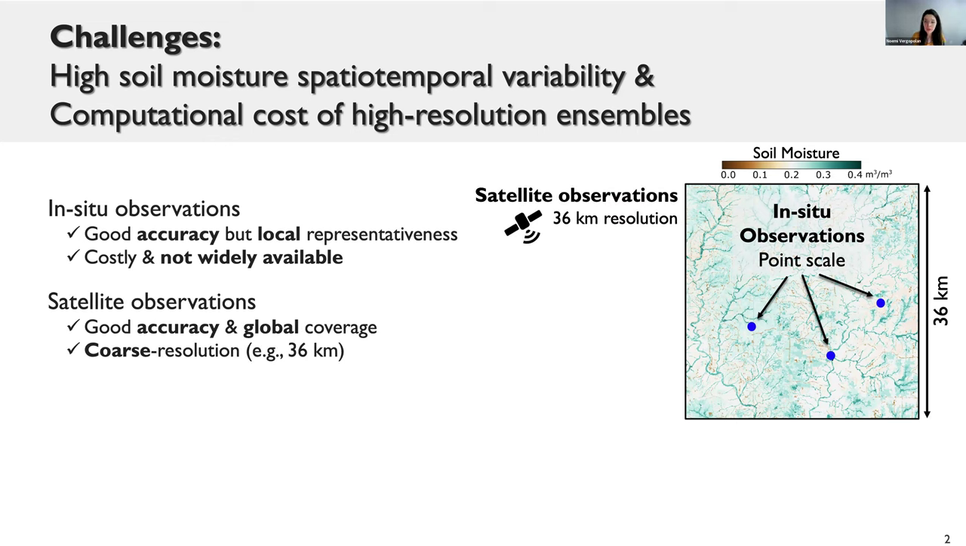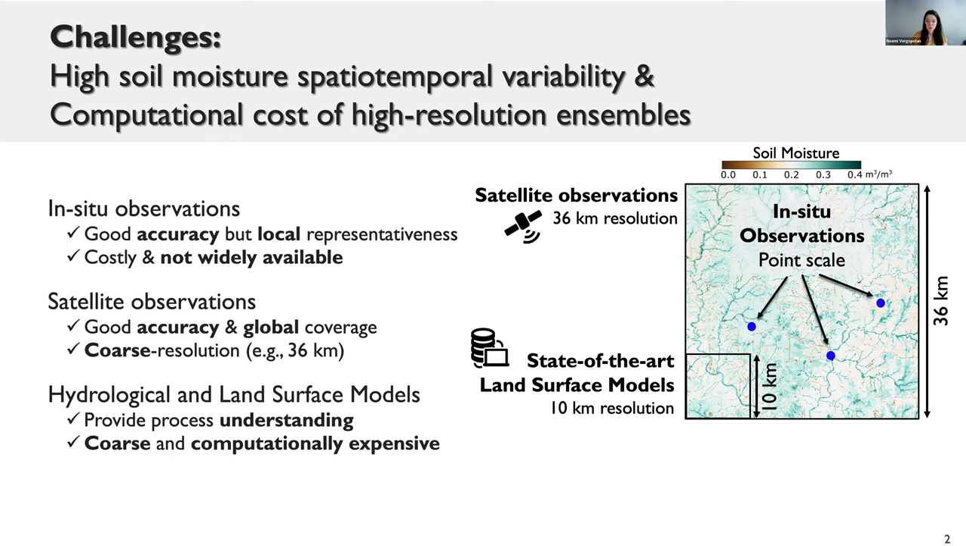Satellite observations can help us get a more accurate sense of what's going on, but their footprint is still way too coarse to represent this variability, right? We can attempt to better understand how soil moisture varies in space and time through land surface models. But even the state-of-the-art models right now are still highly computationally expensive to run at field scales. We have offline land models running at 1 kilometer resolution, but the computational expense is huge, particularly if we're thinking about ensemble simulations and so on.